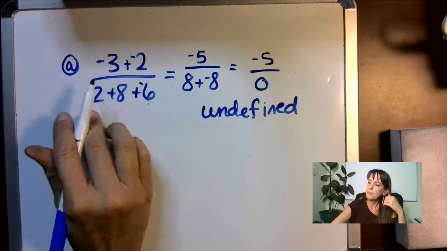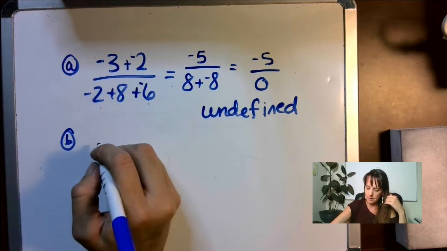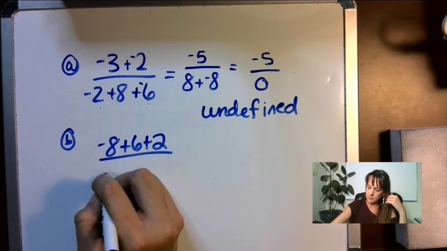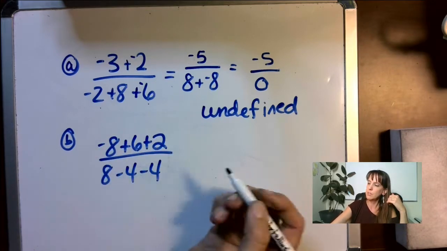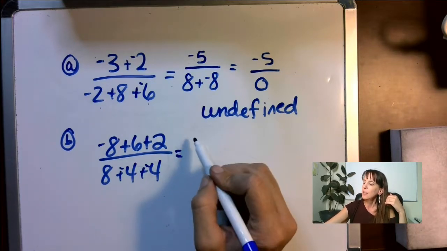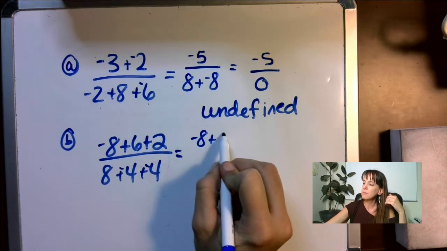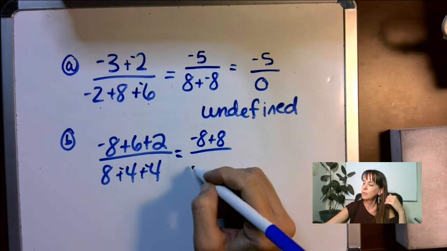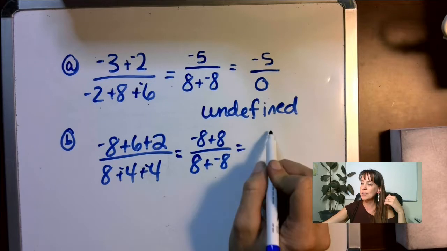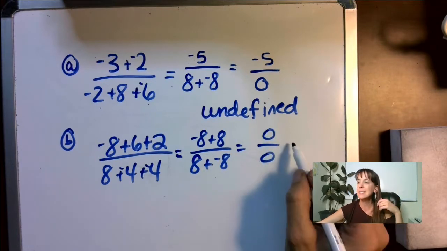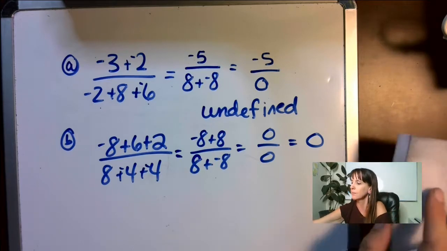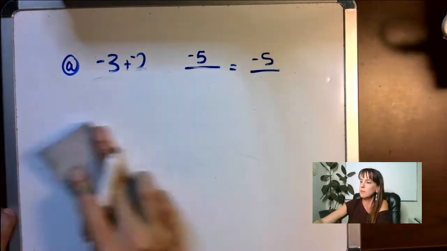So let's look at B. We have -8 plus 6 plus 2 over 8 minus 4 minus 4 minus 4. Add the opposite, add the opposite. Again, we get -8 plus 8 over 8 plus -8. That's going to equal 0 over 0. In this case, this does equal 0 because it's nothing. We're existing on nothing. Okay, so that was A and B. Let's look at C.